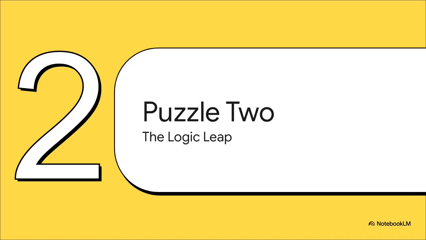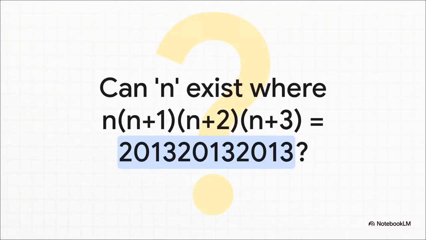Okay, so that first puzzle was all about seeing the simple pieces inside a complex shape. This next one is totally different. This one is about seeing a simple truth hidden inside a ridiculously complex calculation. It requires what I call a logic leap. So the question is, is there a natural number n out there where n times the next 3 numbers in a row equals this massive number? It sounds like you need a supercomputer to even start checking. But here's the thing, you don't.